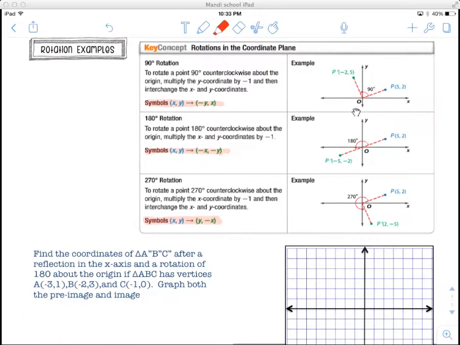Okay, by the way, rotation is usually counterclockwise. Counterclockwise is abbreviated CCW. If they want you to go clockwise, they would use CW. So counterclockwise goes in reverse to what the clock does. Clockwise goes in the same direction as the clock does. Okay, so let's look at this example.